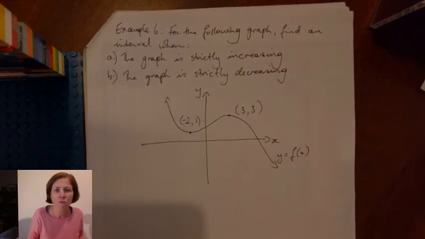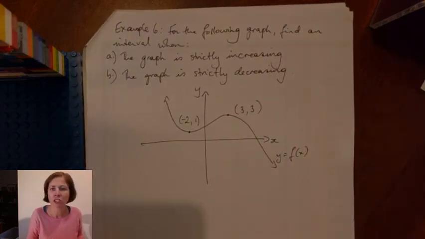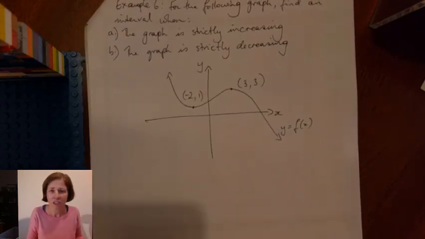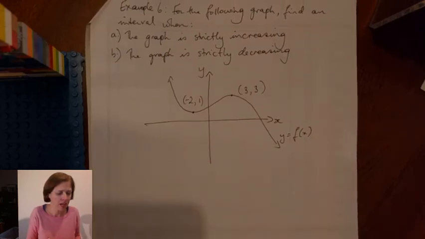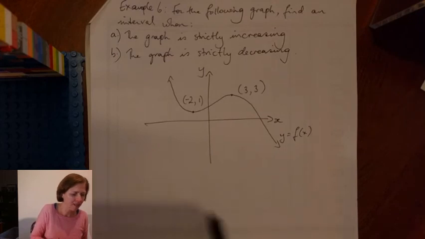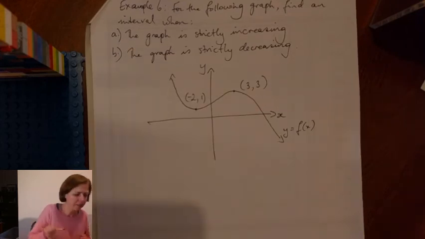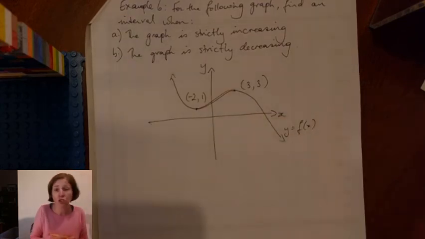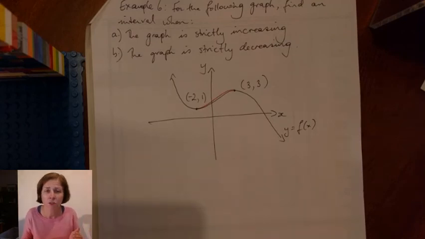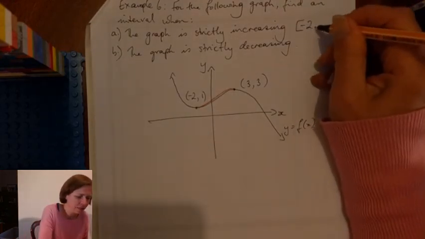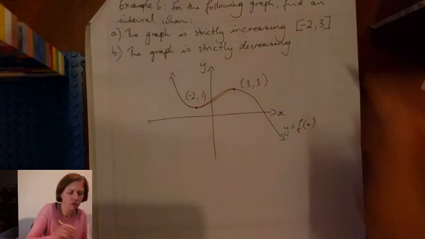Example 6. For the following graph, find an interval when the graph is strictly increasing and an interval when the graph is strictly decreasing. An interval. I don't need to find all of them. However, I should find the biggest one that I can. So, I'm going to start with strictly increasing, and that happens on this section of the graph here. And I know that because I've got 2 turning points and the graph has a positive gradient for that entire section until I meet the turning point. So the answer to A is in between x is -2 and x is 3.